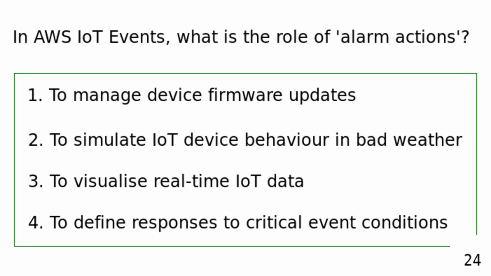In AWS IoT Events, what is the role of alarm actions? To manage device firmware updates. To simulate IoT device behavior in bad weather. To visualize real-time IoT data. To define responses to critical event conditions.